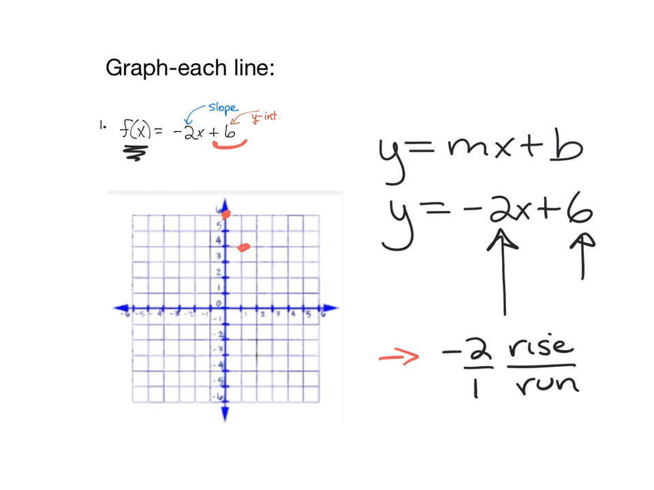If you want a more specific line, you can keep repeating this rise and run and keep going. Down 2 over 1, down 2 over 1, and get more than just 2 points. Once you get your 2 points on the line or more than 2 points, connect the points and graph your line.